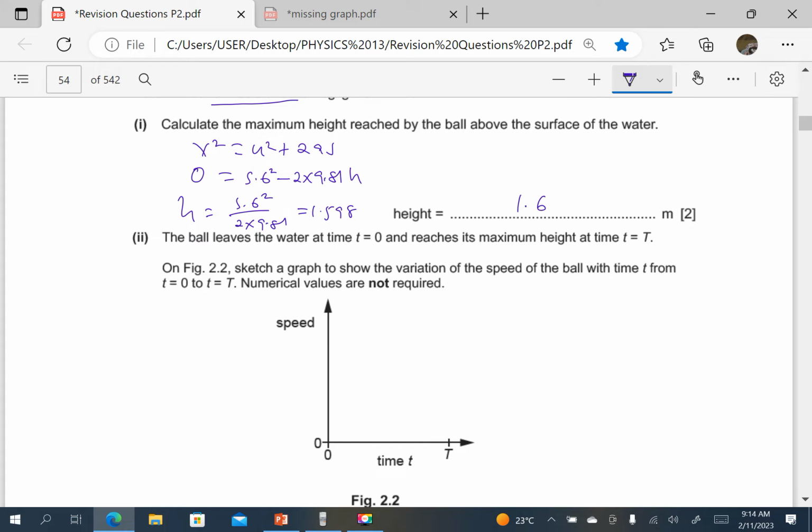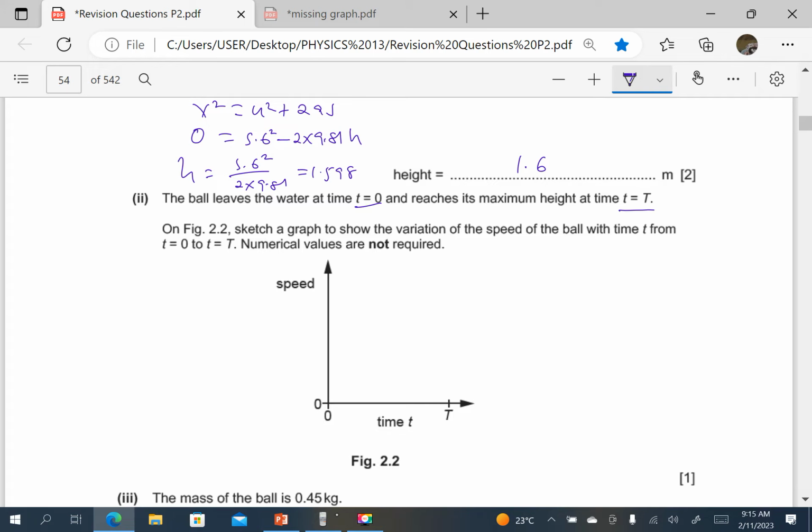The ball leaves the water at time t equals 0 and reaches its maximum height at time t equals capital T. Sketch a graph to show the variation of the speed of the ball with t from t equals 0 to t equals T. Numerical values are not required. Because at maximum height v is 0, the graph will reach 0. It starts with a non-zero value. As it's moving upwards, the velocity decreases. Since air resistance is negligible, acceleration is constant, a deceleration of negative 9.81.